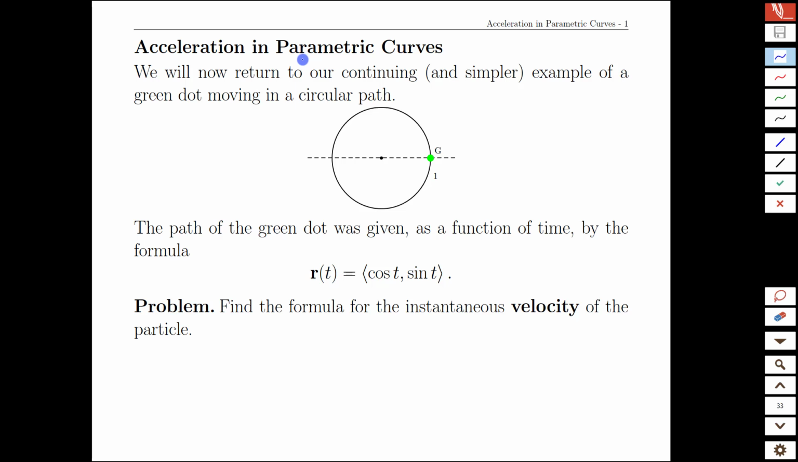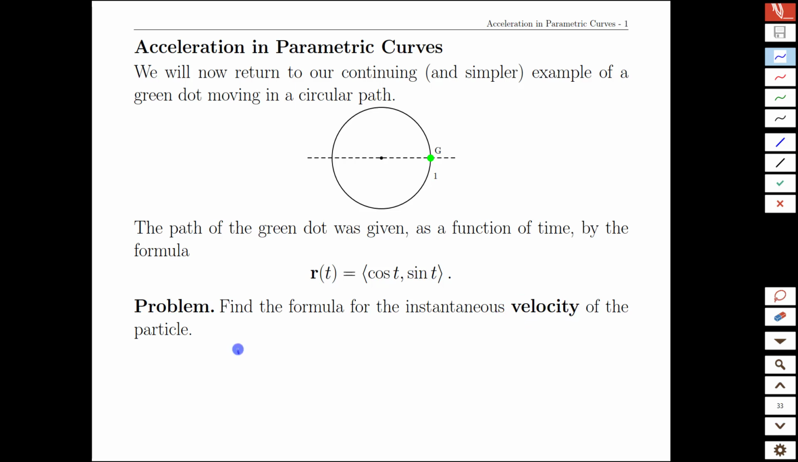In this video, we're going to continue our study of calculus and parametric curves, taking the derivative idea one step further to go from position to velocity and lastly now to acceleration. We're going to do this in the context of our circular motion, which is defined by cos of t and sine of t, so uniform speed around a unit circle.